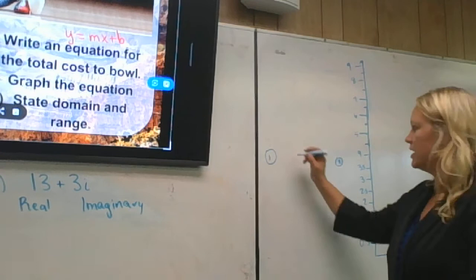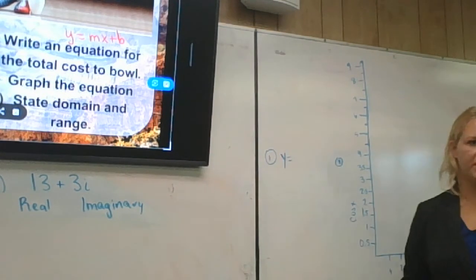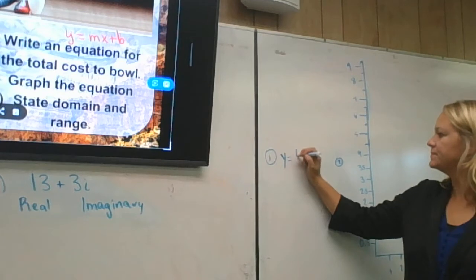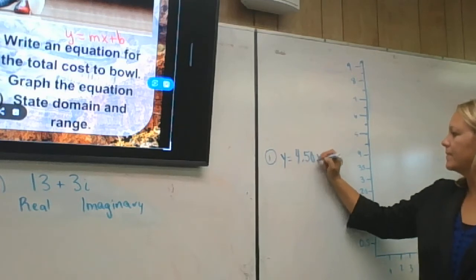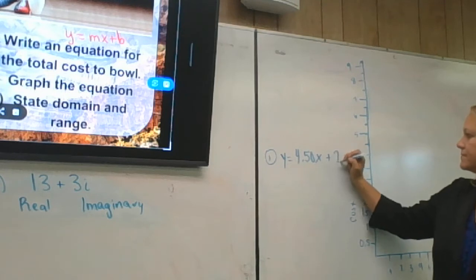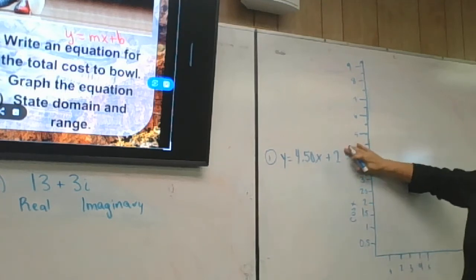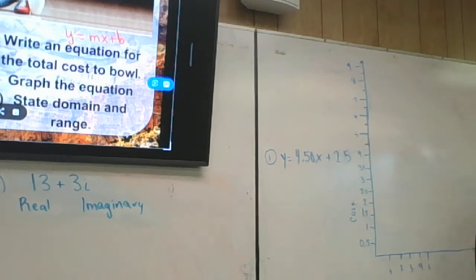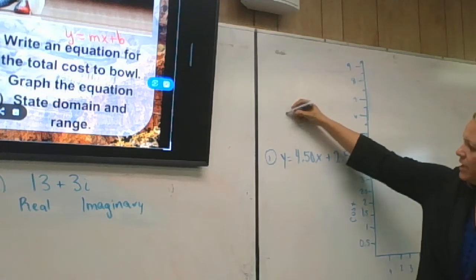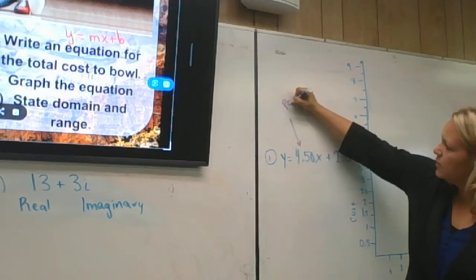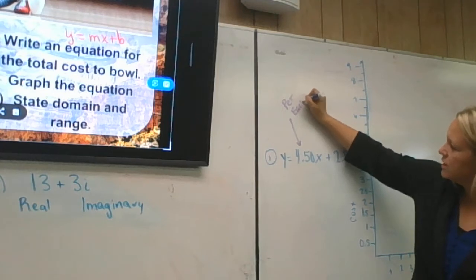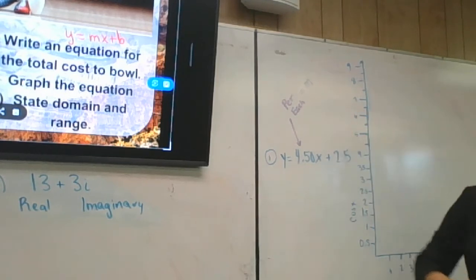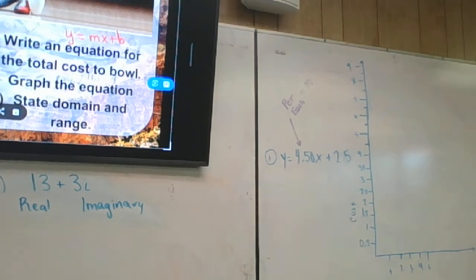Okay. So y equals. Go ahead. 450x plus 250. So when you go to pay, it's $4.50 per game. So whenever the word per or each is in the problem, that's the slope. That goes in the M spot. Yeah, you can take a picture of that. Per or each goes in the M spot.